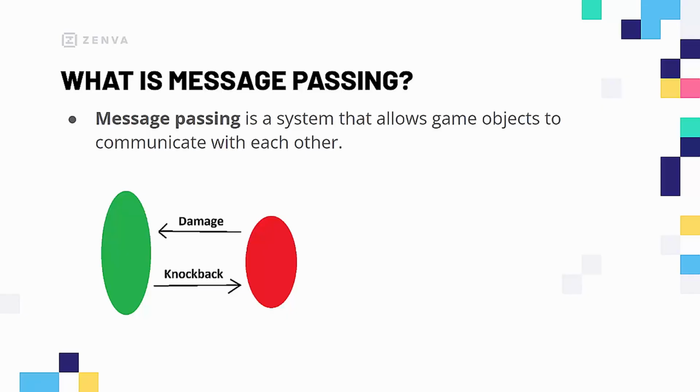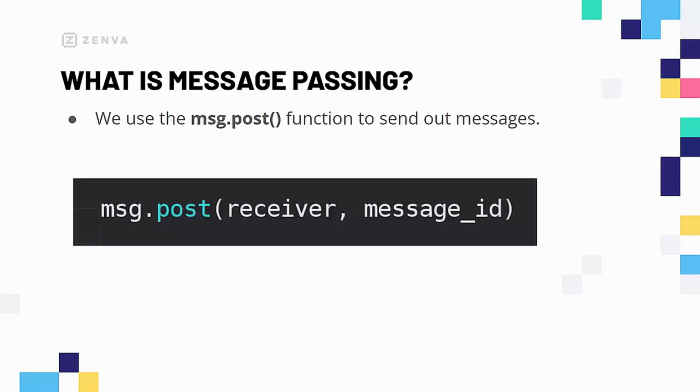So what is message passing and how do we actually do it? Well, as you can see in this example here, we have a player and an enemy, and they can basically send messages back and forth. You know, an enemy might send over a damage message when they get close to the player, might knock them back. And yeah, there are many different ways that we can utilize this. So how do we actually use it?